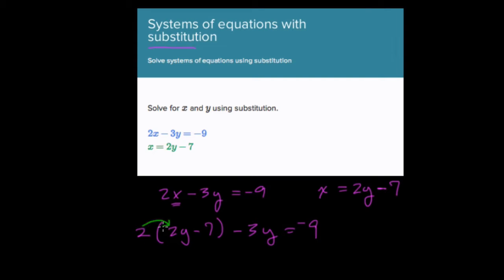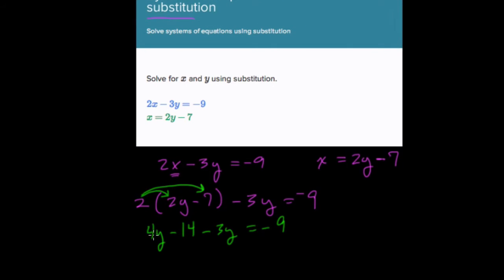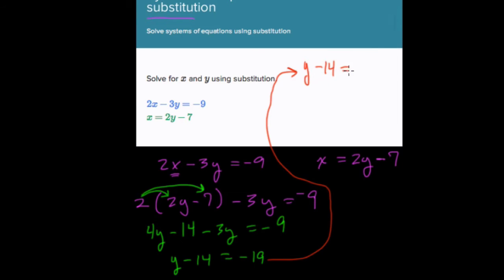So we distribute the 2 times 2y, 2 times negative 7, that's 4y minus 14 minus 3y equals negative 9. Combine like terms, 4y minus 3y is just y, negative 14 is still there, equals negative 9. To solve for y, I would do what? Well, let me write it up here. Sorry to go all over the place, but we'll finish this up here. y minus 14 equals negative 5. Add 14 to both sides, and we get y equals negative 5, which is the value of y in the system. And then we plug that in to get x.